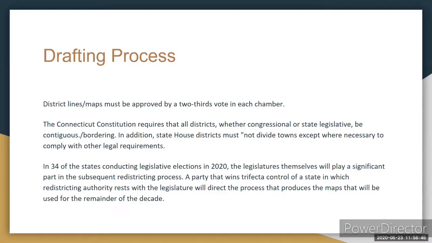In 34 of the states conducting legislative elections in 2020, the legislatures themselves will play a significant part in the subsequent redistricting process. In 8 of next year's gubernatorial elections, the winner will have veto authority over the state's legislative or congressional district plans approved by its legislature. A party that wins trifecta control of a state in which redistricting authority rests with the legislative body can basically produce those maps for the remainder of the decade. So if there's a trifecta, however they want these maps to be drawn for the next 10 years, that's how it's going to be because there's going to be no other party opposing it.